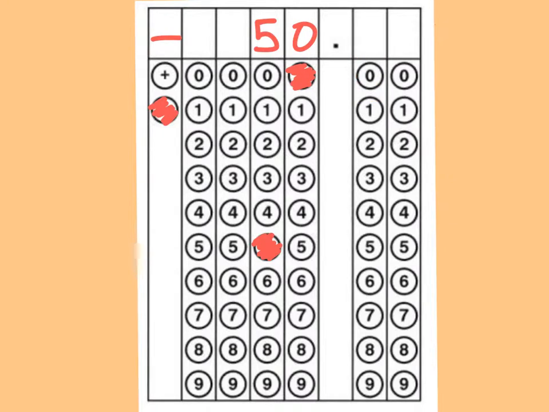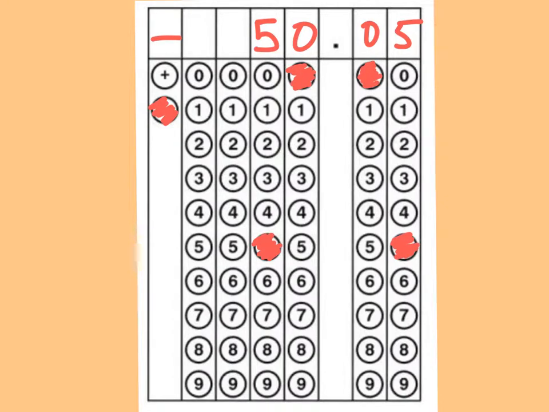Now, of course, I would need a 0 if my answer was 50 and 5/100ths. Of course, I need this 0 to show 0 tenths, but only if there's a value here.